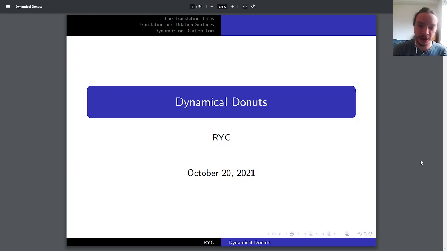Today I'm going to be talking about dynamical donuts. So we'll be talking about the dynamics of tori. If you remember, a torus is like a donut shape. So that's what we're going to be talking about today.